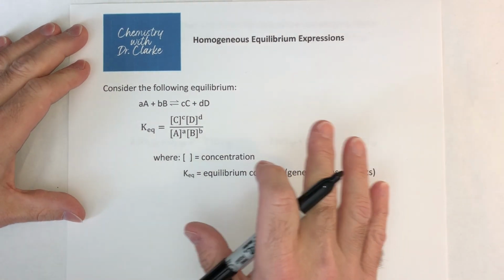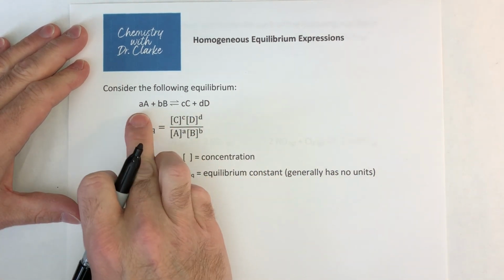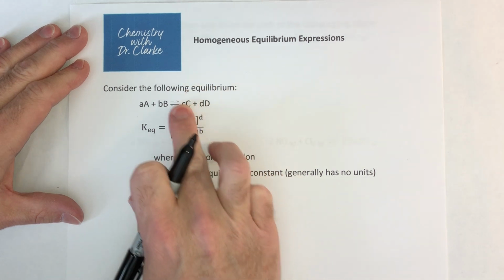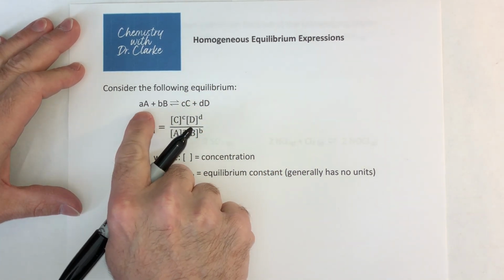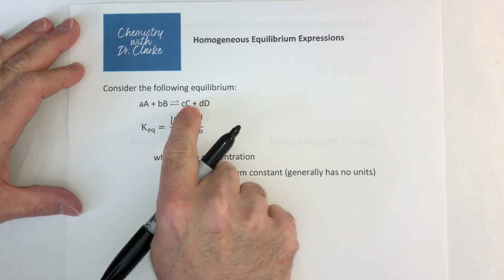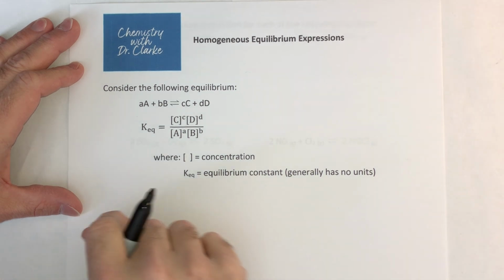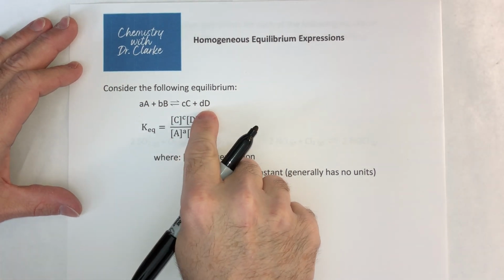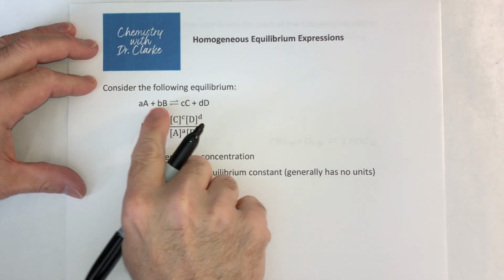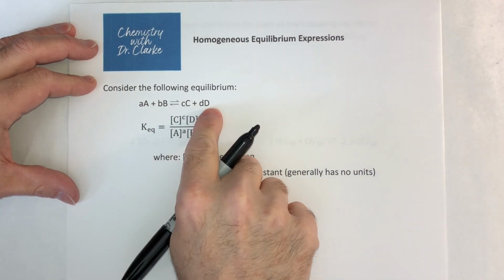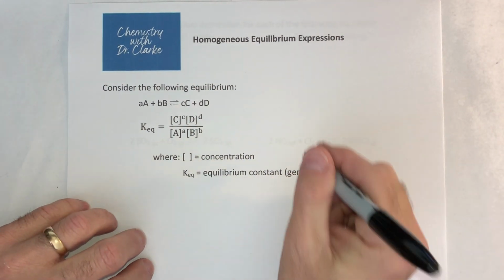Okay, so if we do want to consider an equilibrium, what I've written here is just a general one. It talks about some reactants turning into some products. The capital letters represent the chemicals. So chemical capital A, chemical capital B, chemical capital C, and chemical capital D. The lowercase letters represent how many. So when you balance the equation, how many of chemical A did you have, how many of chemical B, and so forth.